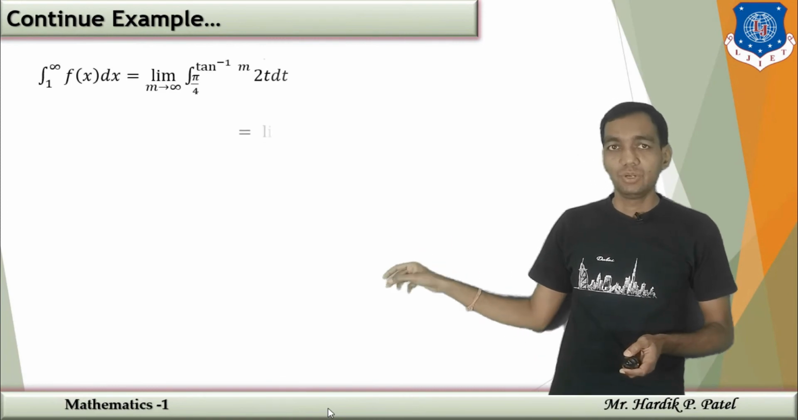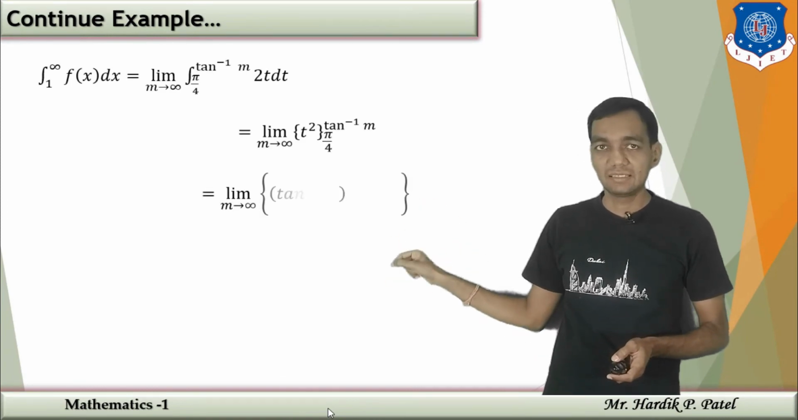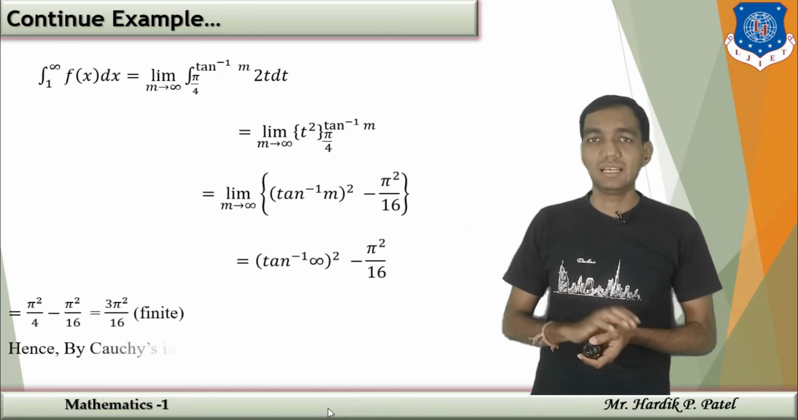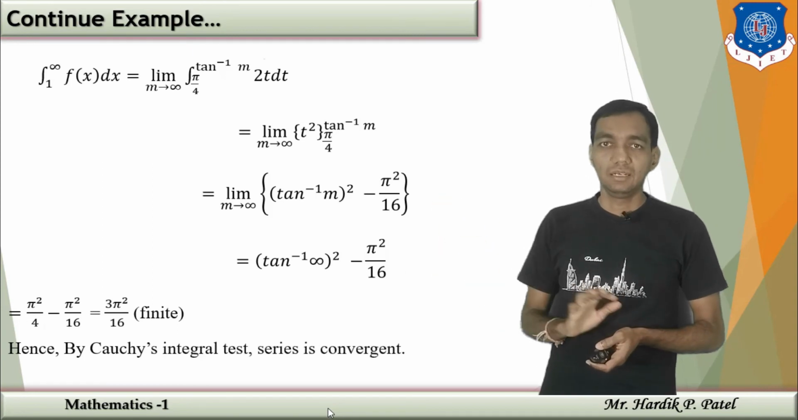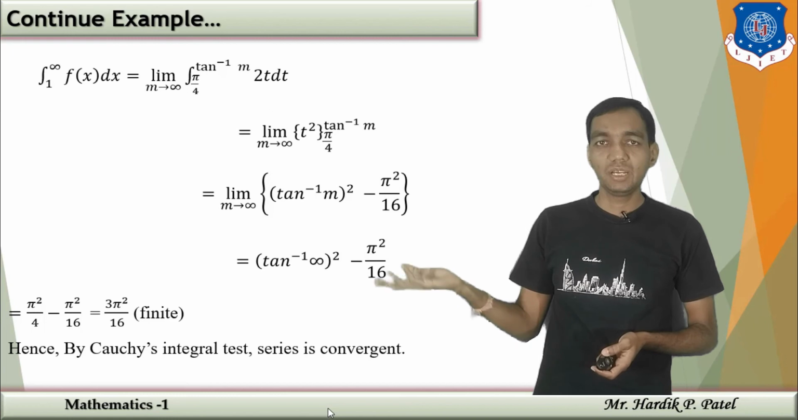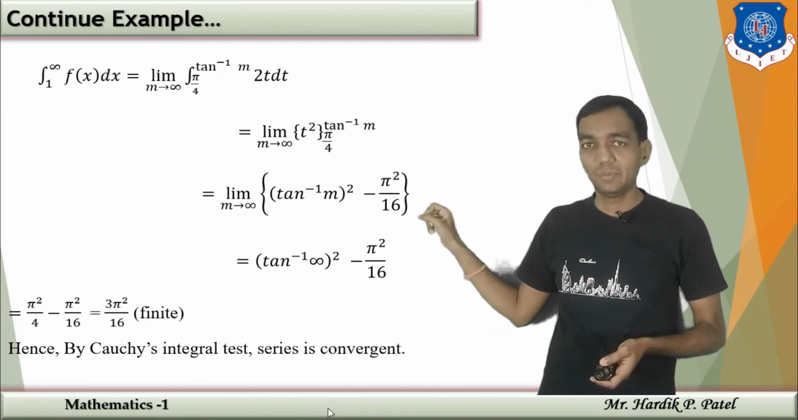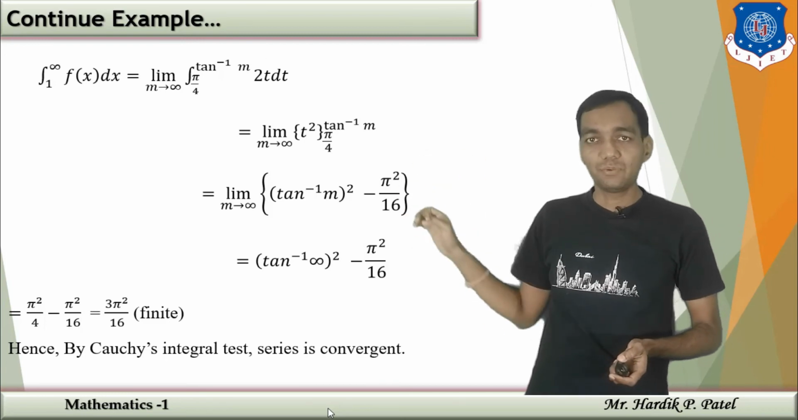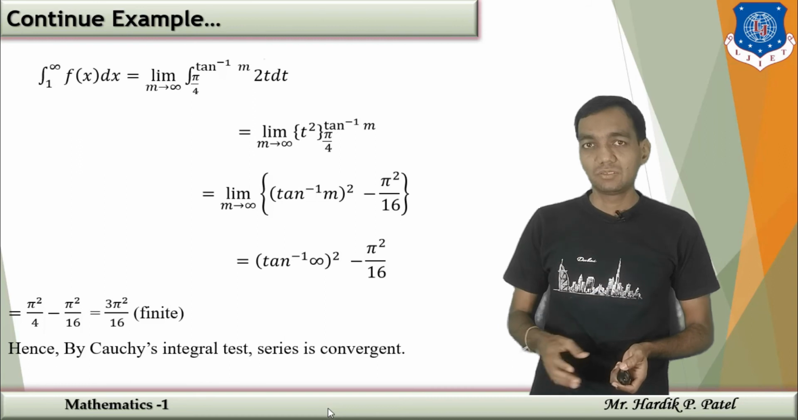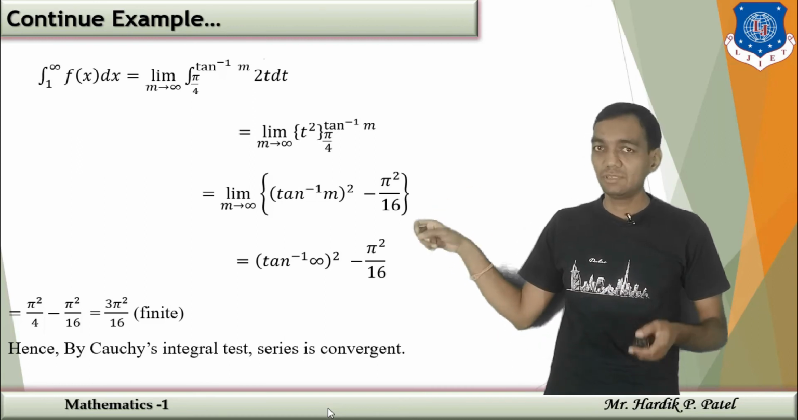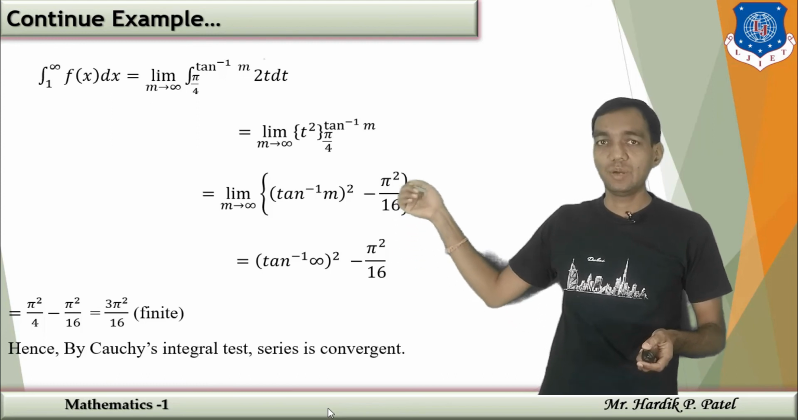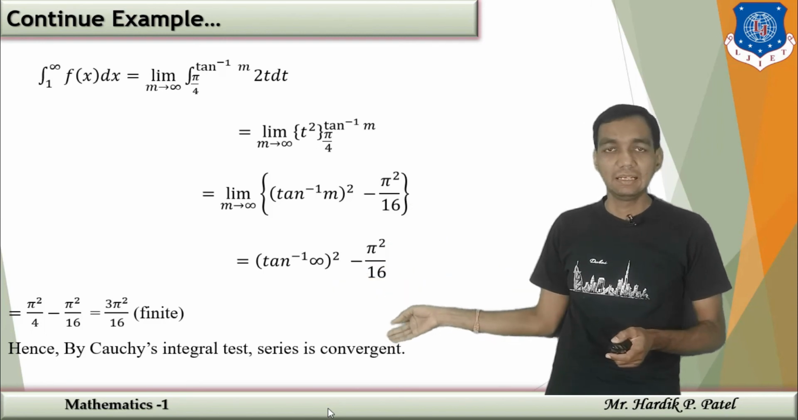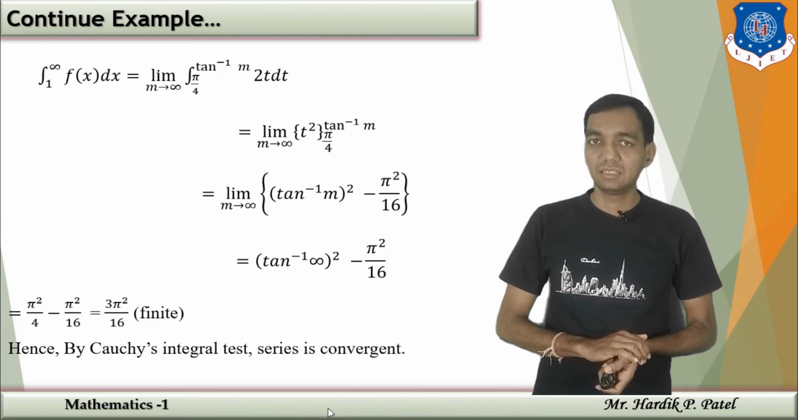Putting all values in the integral, integration 1 to infinity f(x) dx is equal to limit m tends to infinity integration pi by 4 to tan inverse m of 2t dt. But 2t integrates to t square, and putting the upper and lower limits, that will give limit m tends to infinity tan inverse m whole square minus pi by 4 whole square. Now applying the limit, tan inverse infinity is nothing but pi by 2. So you will have pi by 2 whole square minus pi by 4 whole square, that is pi square by 4 minus pi square by 16, that is nothing but 3 pi square by 16.